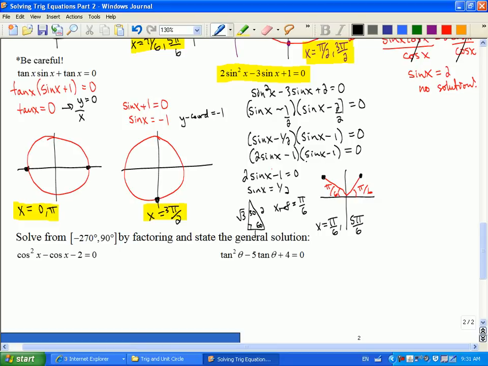Then the other equation, which I sort of ran out of room for, I'll put it over here, is sine of x minus 1 equals 0. So I'm looking for where sine of x equals 1. That's going to be a unit circle problem. I need to know where the y coordinate equals 1, and that happens when x is pi over 2.